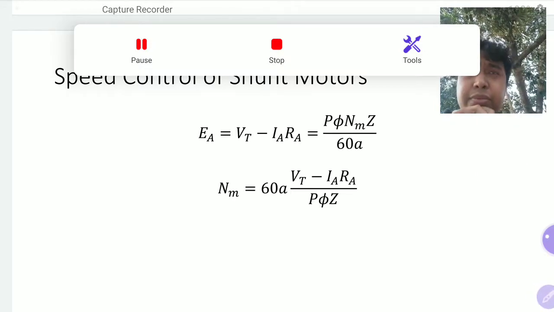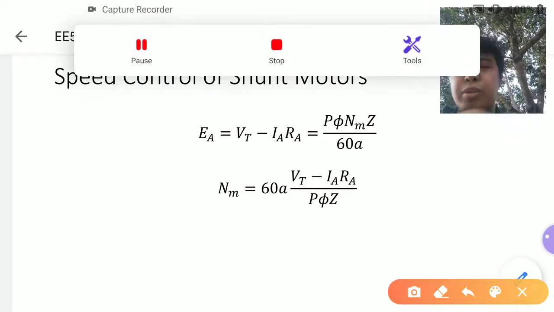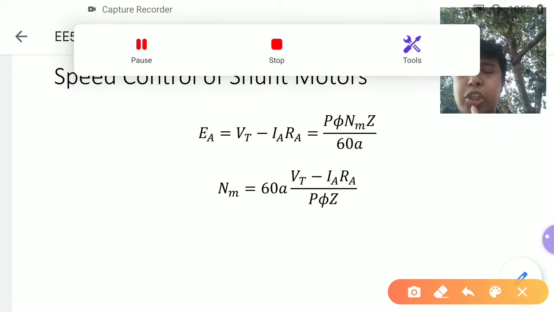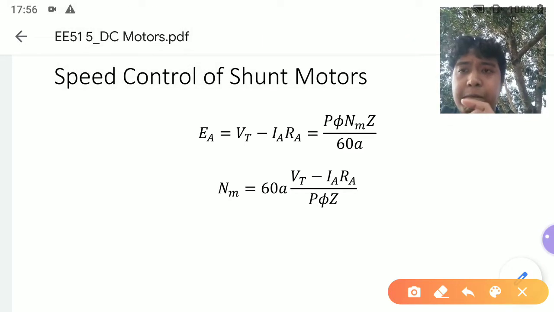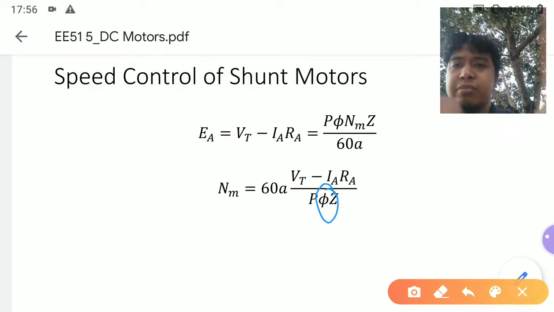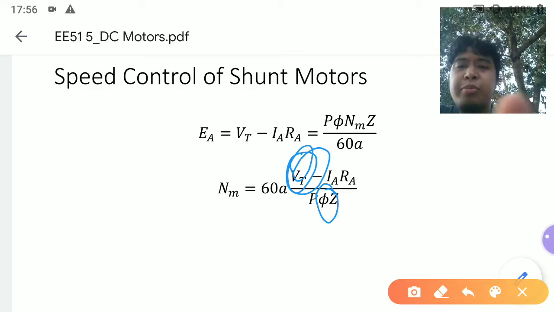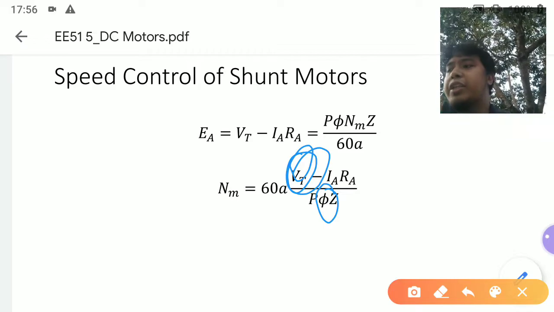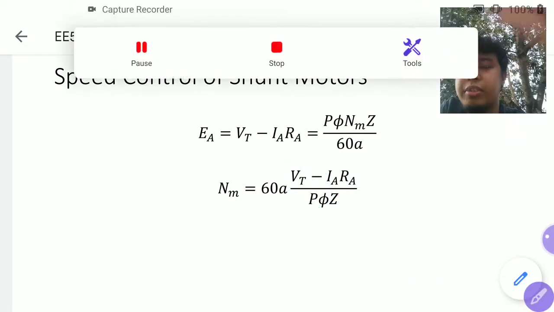Now usually you control the speed using the flux, not terminal voltage, because your motors are rated to operate at certain voltage, so you don't want to deviate from that voltage. You want to use that voltage.